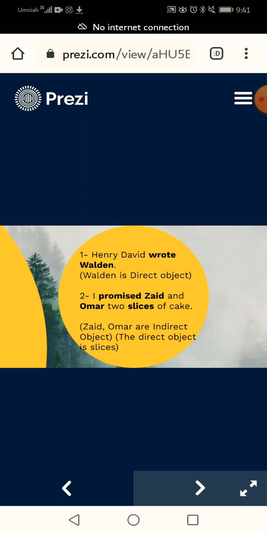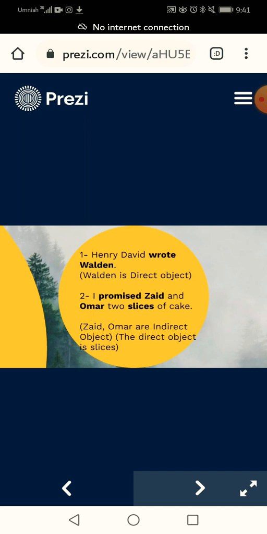Now here we have, Henry David wrote Walden. Now Walden in this sentence is the direct object because it receives the action of the verb wrote. And if we ask this question, what did Henry David write? The answer will be Walden. So Walden is the direct object.